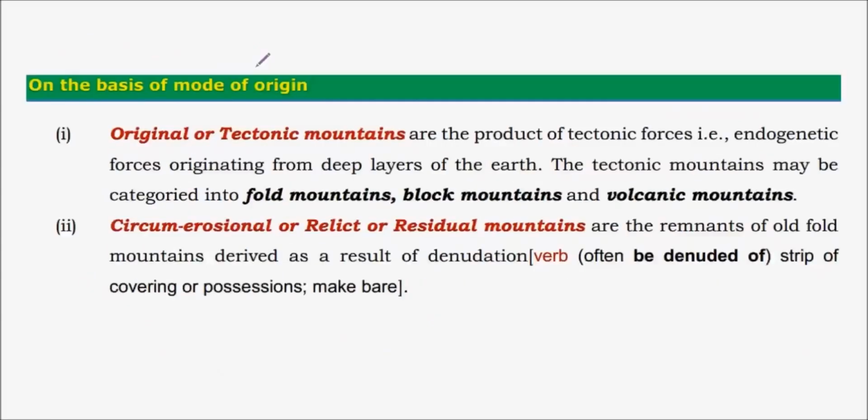And based on the mode of origin, mountains are further divided into tectonic mountains, which involve fold mountains, block mountains, and volcanic mountains. All these are tectonic mountains. And other ones are residual mountains. Residual mountains are simply the mountains which are left after various denudational processes have stripped the surfaces of the tectonic mountains.